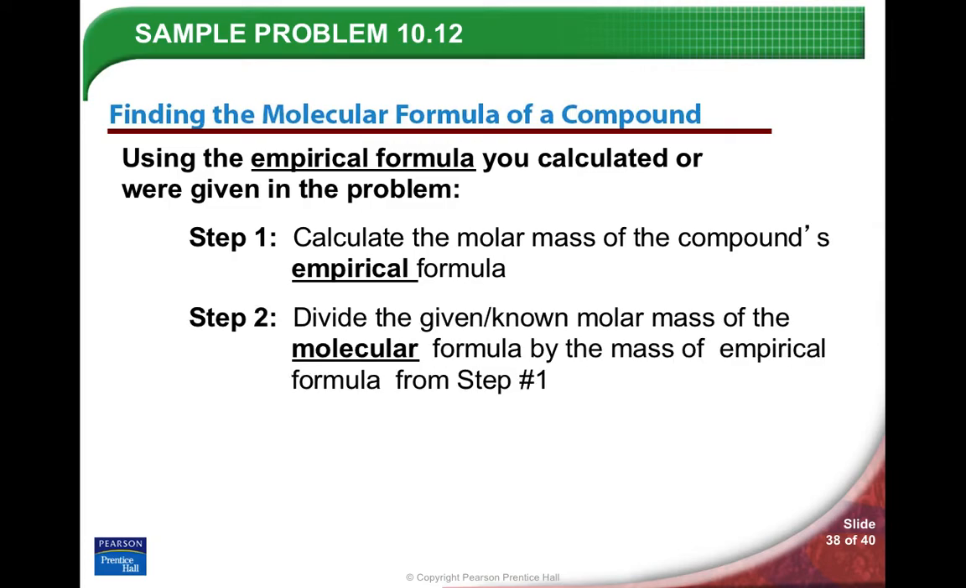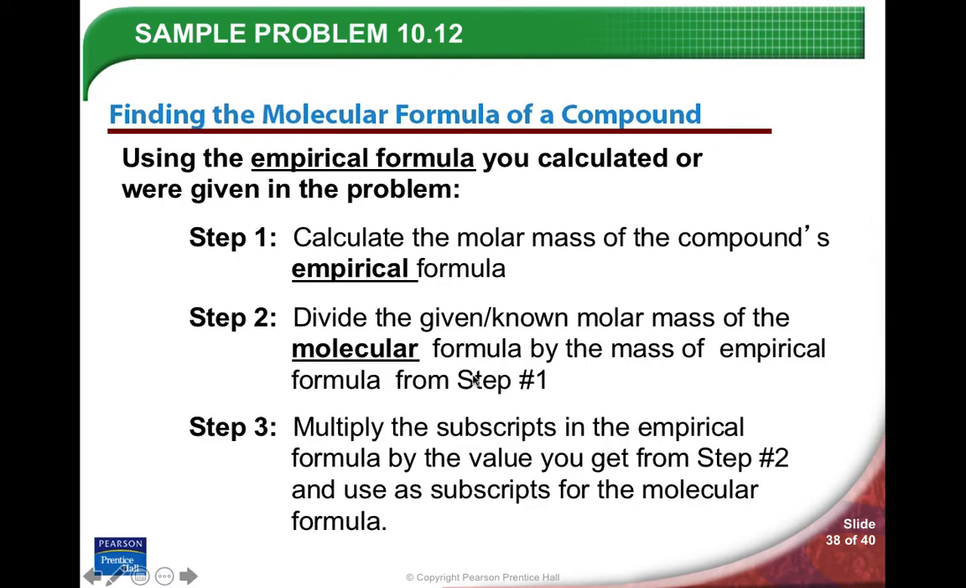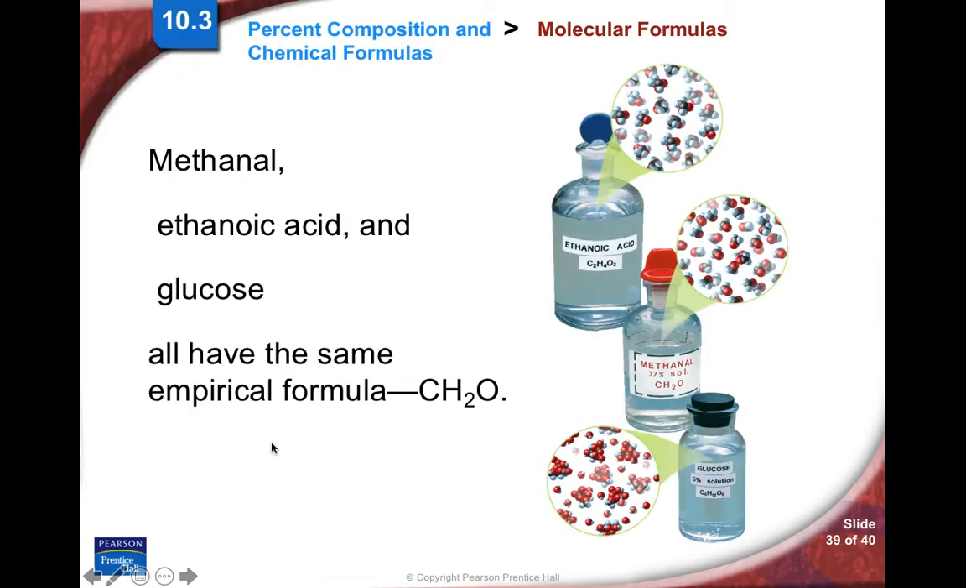Once you have that, then you have to be told. This has to be given to you. There's no way you're going to know it off the top of your head. They'll give you the molar mass of the actual molecule, and you calculate the empirical molecule's molar mass. All you've got to do then is divide the bigger number by the smaller number. Empirical will always be the smallest, and you get your values.